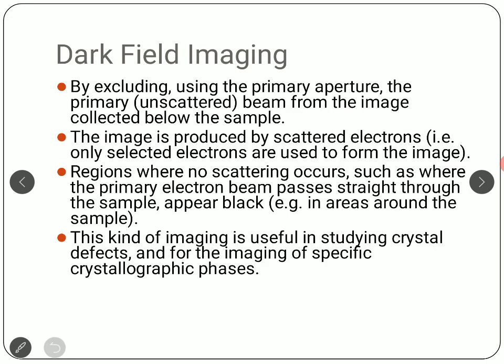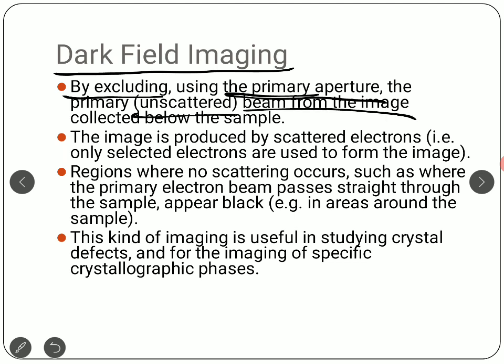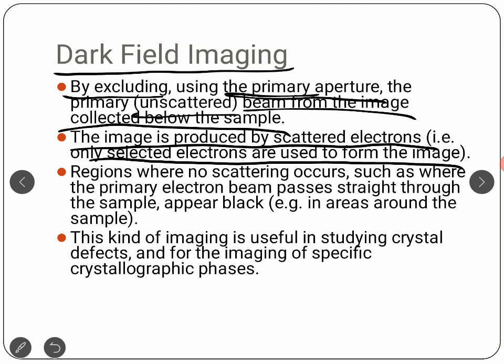So the dark field imaging is just the opposite. What we do here is that the electrons which are passing through are not considered in the image. The electrons which are getting absorbed by the sample are considered in the image. You can basically consider it to be a negative. By using the primary aperture, we exclude the unscattered beam from the image collected below the sample, and the image is produced by the scattered electrons. So only the scattered electrons are used, and that's why it is also called selected electron imaging, a term which is often used.